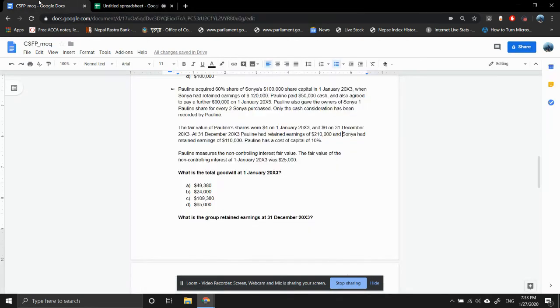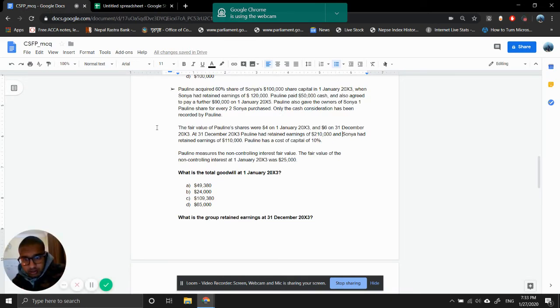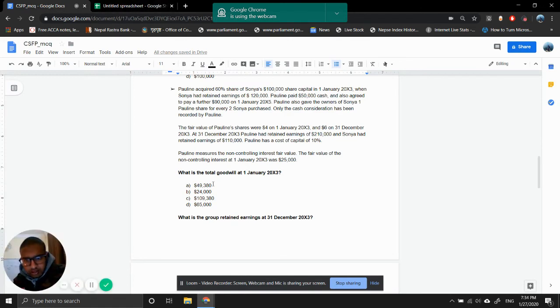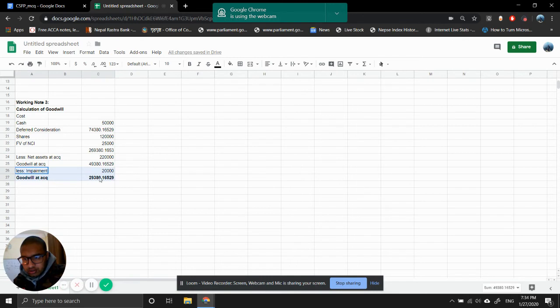And then aren't we required to get the goodwill only? Yeah, total goodwill. That's what we've been asked, isn't it? 29,380. Now there has not been any impairment. It's 49,380. Okay, that's our answer. So let's remove this part. Our goodwill has not been impaired, so we don't need to worry about that, right?